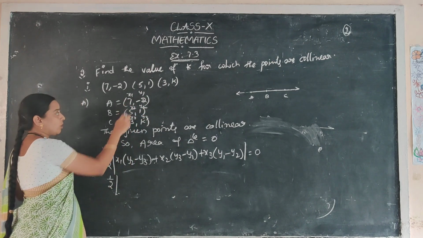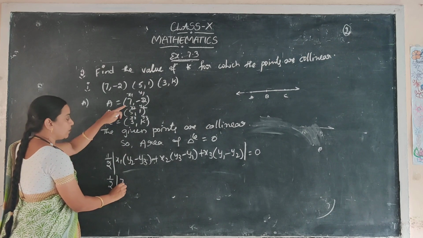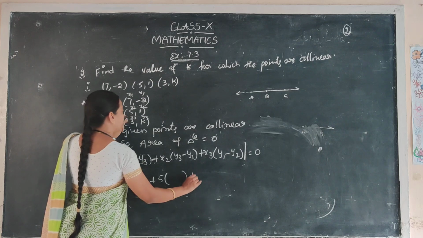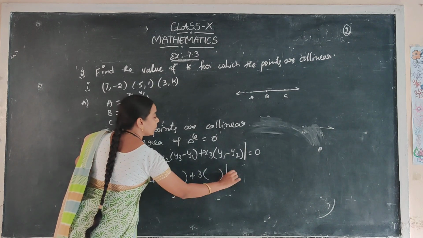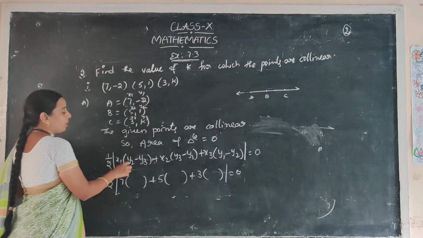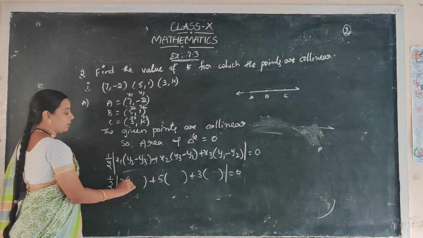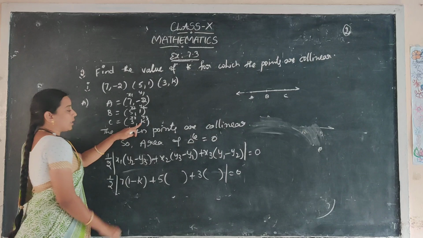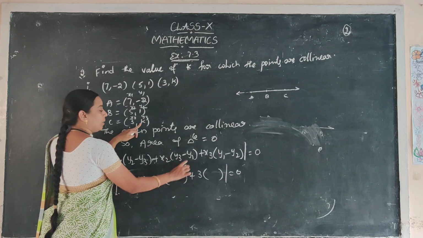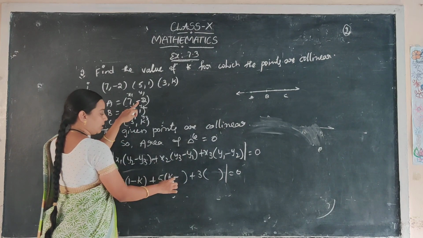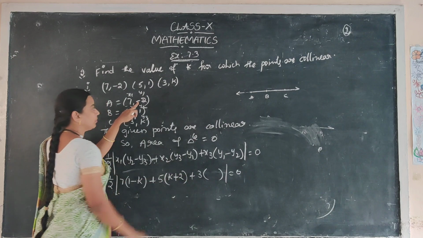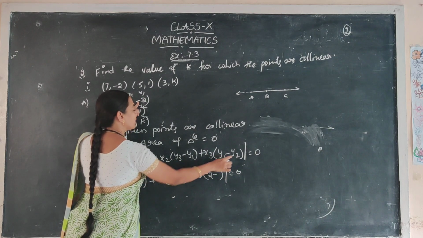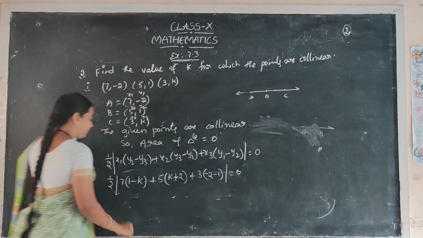Now first of all, substitute all x values: x1 value 7, x2 value 5, x3 value 3, is equal to 0. Now substitute y values. Y2 value is 1, here the symbol is minus, y3 value is k. Next, y3 value k, minus, y1 value is minus 2, so here minus plus 2, and y1 value is minus 2, here the symbol is minus, y2 value is 1.